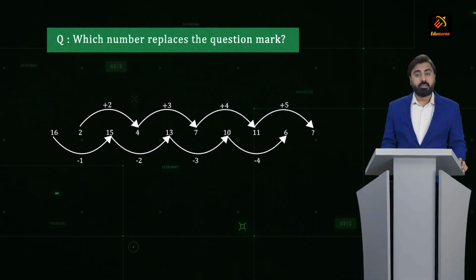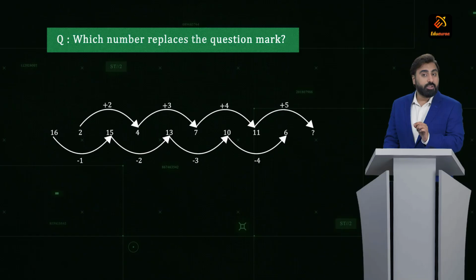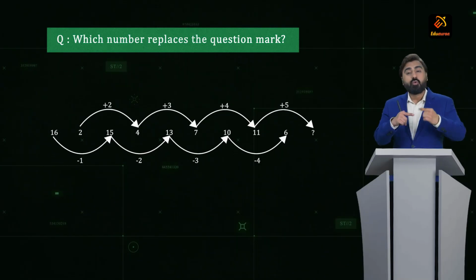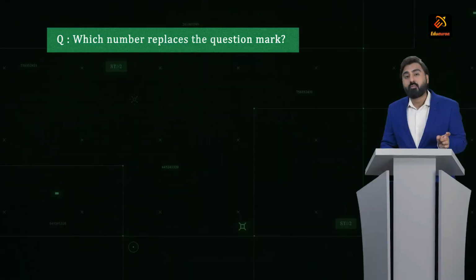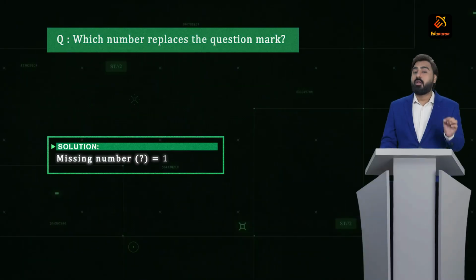So remember this thing, students, it is basically the even alternate position, not the numbers. But what is the logic? Add 2, 3, 4, 5 respectively. So according to this, when we add 5 in 11, we get that missing number, and that missing number is nothing but 16. End of your sum.